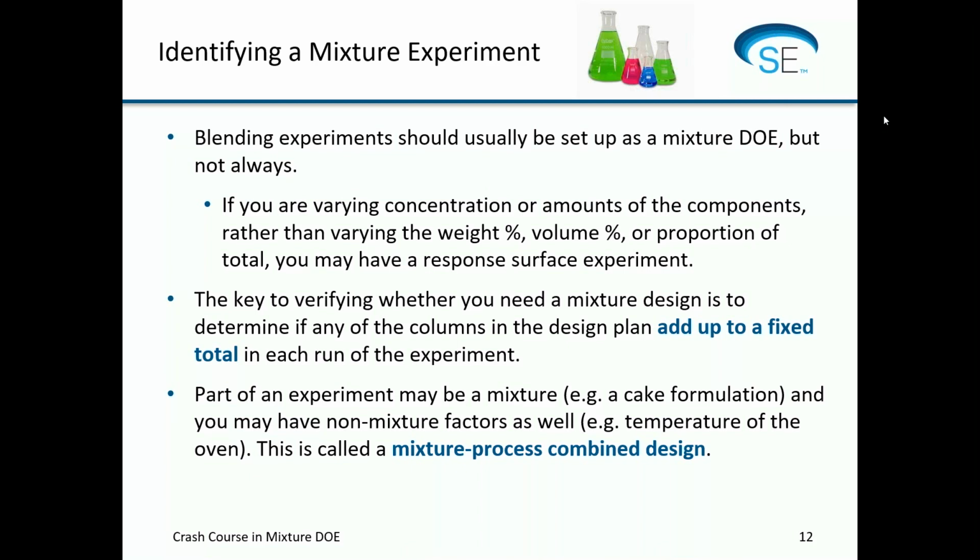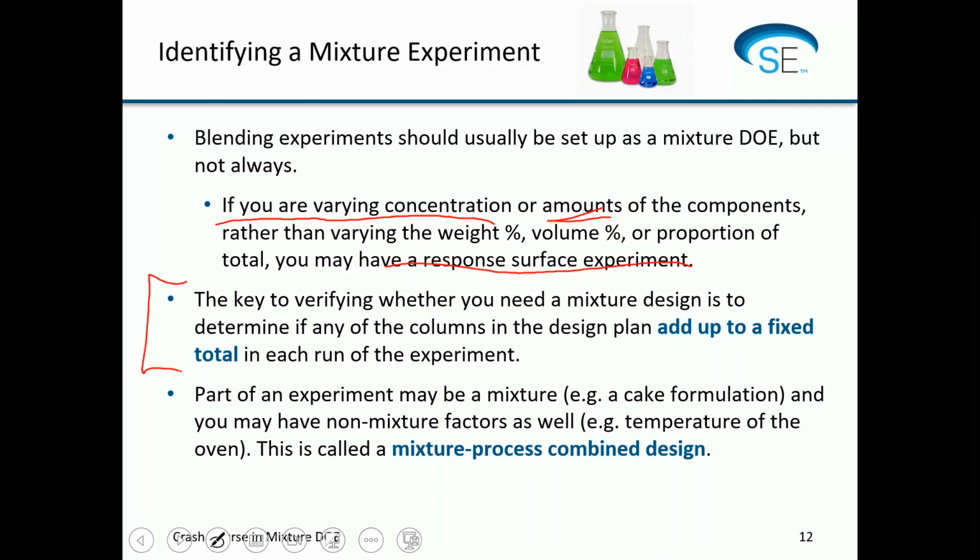Now there are cases where you're blending stuff together and a mixture DOE might not be appropriate. Here's one example. If you're varying concentration, or the amounts of the components that you're putting in, so I'm blending together the 3 cheeses, but I don't have an upper limit, I don't have a fixed total. Well, in that case, you may have a response surface or a factorial experiment. So you really need to look carefully for, is there an equal sign somewhere? With concentration, when you're varying the concentration of 3 components, you generally don't have a sum in there.